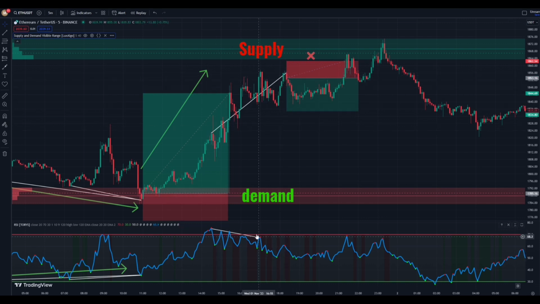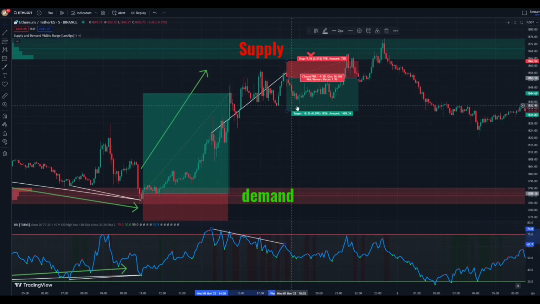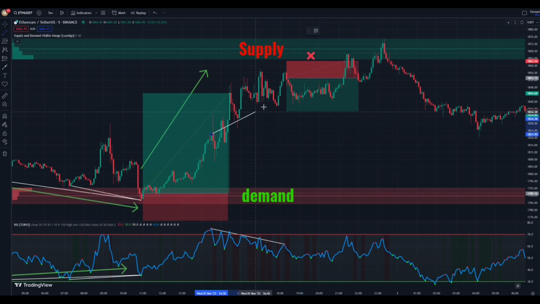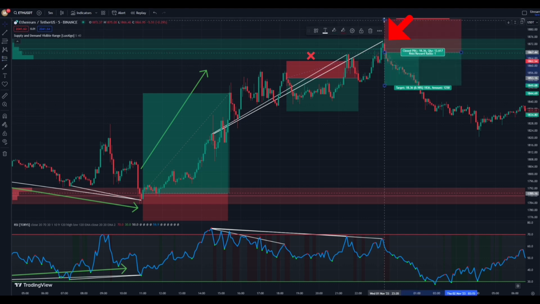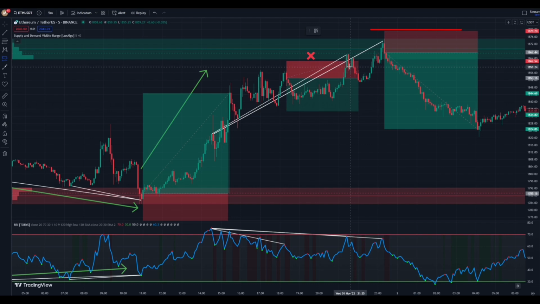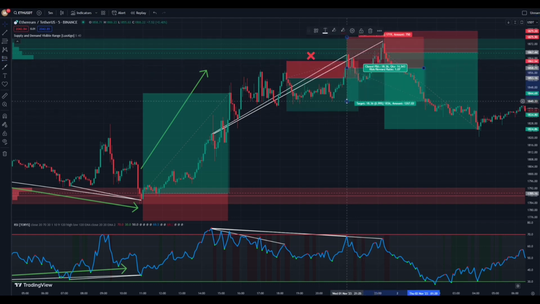Here we got a negative divergence, but it is false. A true divergence can only be formed in the supply zone. So, when the price reaches the supply zone, we start drawing the divergence lines. Here the price has reached the supply zone, and we got a very valid divergence. Here is the reversal point of the price, so we make a sell trade on it. We always set the stop loss right above the supply zone. Here is another sell signal.